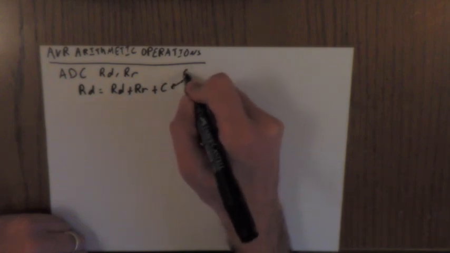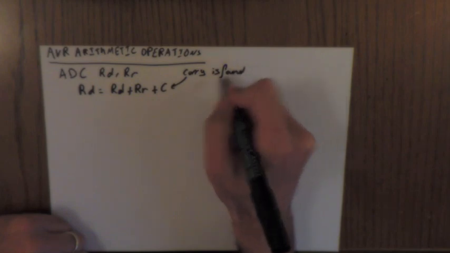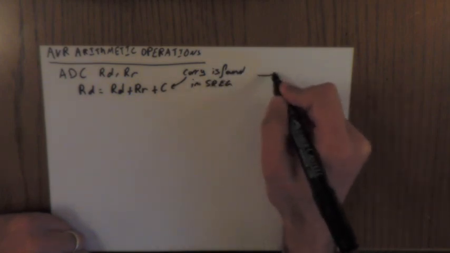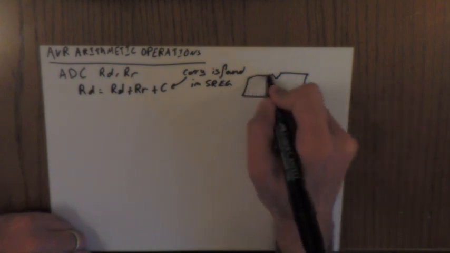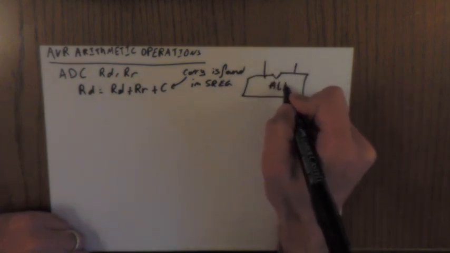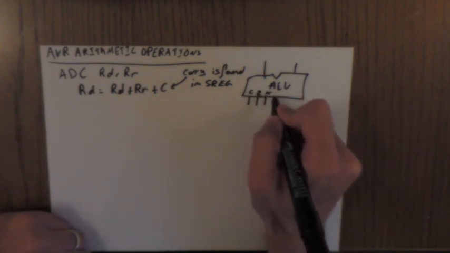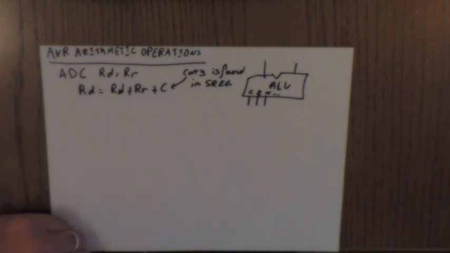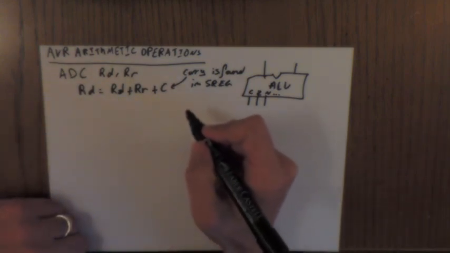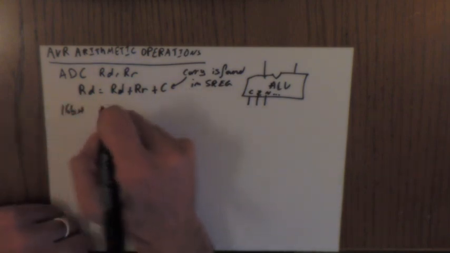Remember, the carry is found in SREG, and usually it's a flag. This is the ALU. So when we have the ALU, we have the carry flag, the zero flag, the N flag, and so many other flags. One of the main applications of this instruction is in 16-bit addition.